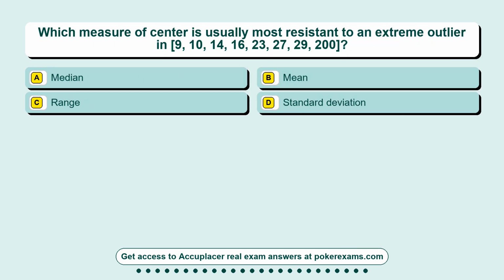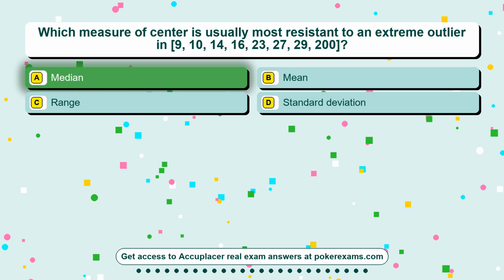Question 16. Which measure of center is usually most resistant to an extreme outlier in 9, 10, 14, 16, 23, 27, 29, 200? Option A, median. Option B, mean. Option C, range. Option D, standard deviation. The correct answer is option A, median.